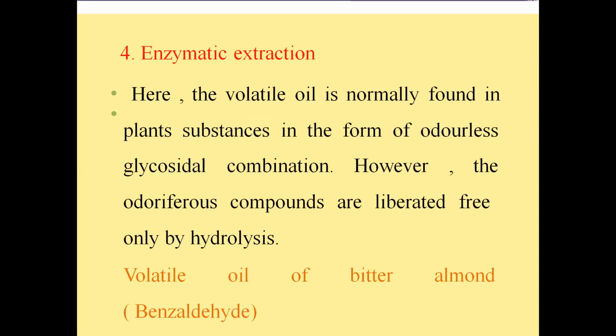Last method is enzymatic extraction. Here the volatile oil is normally found in the plant substances in the form of odorless glycosidal combination. However, the odoriferous compounds are liberated free only by hydrolysis.